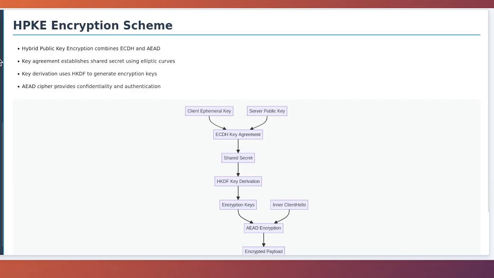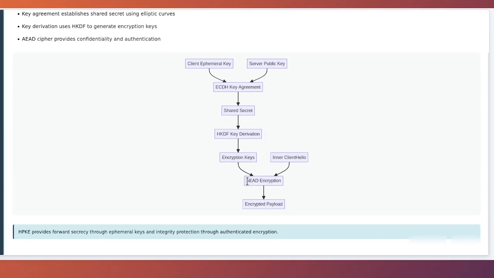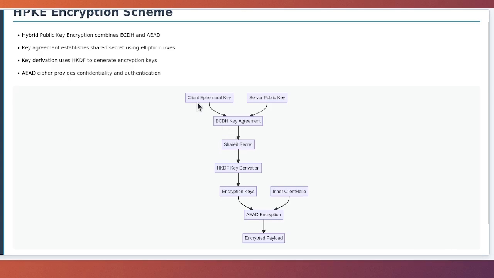HPKE operates in three conceptual phases: key agreement, key derivation, and authenticated encryption. The key agreement phase uses elliptic curve Diffie-Hellman to establish a shared secret between the client and server. The client generates an ephemeral key pair, uses the server's public key from the ECH config, and performs an ECDH operation to derive a shared secret that only the client and server can compute.